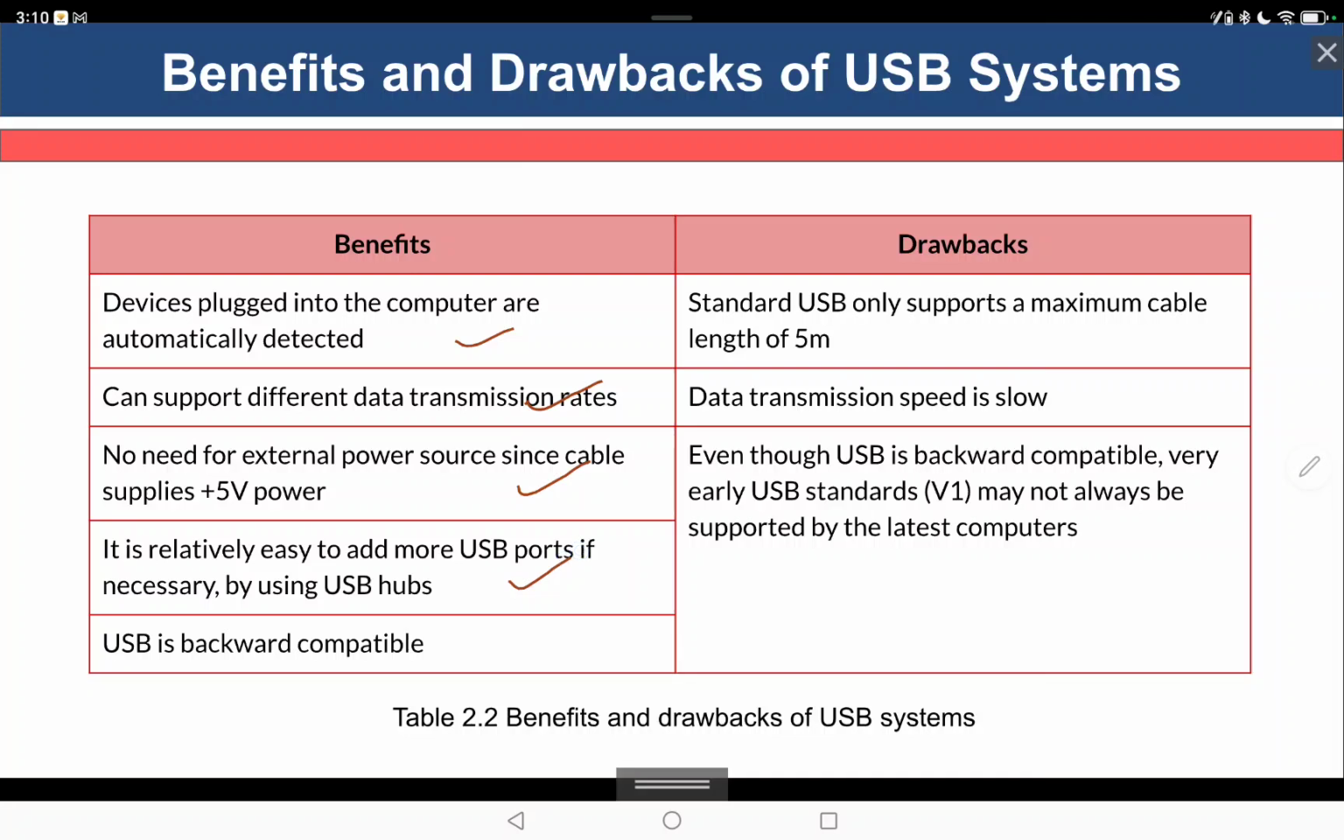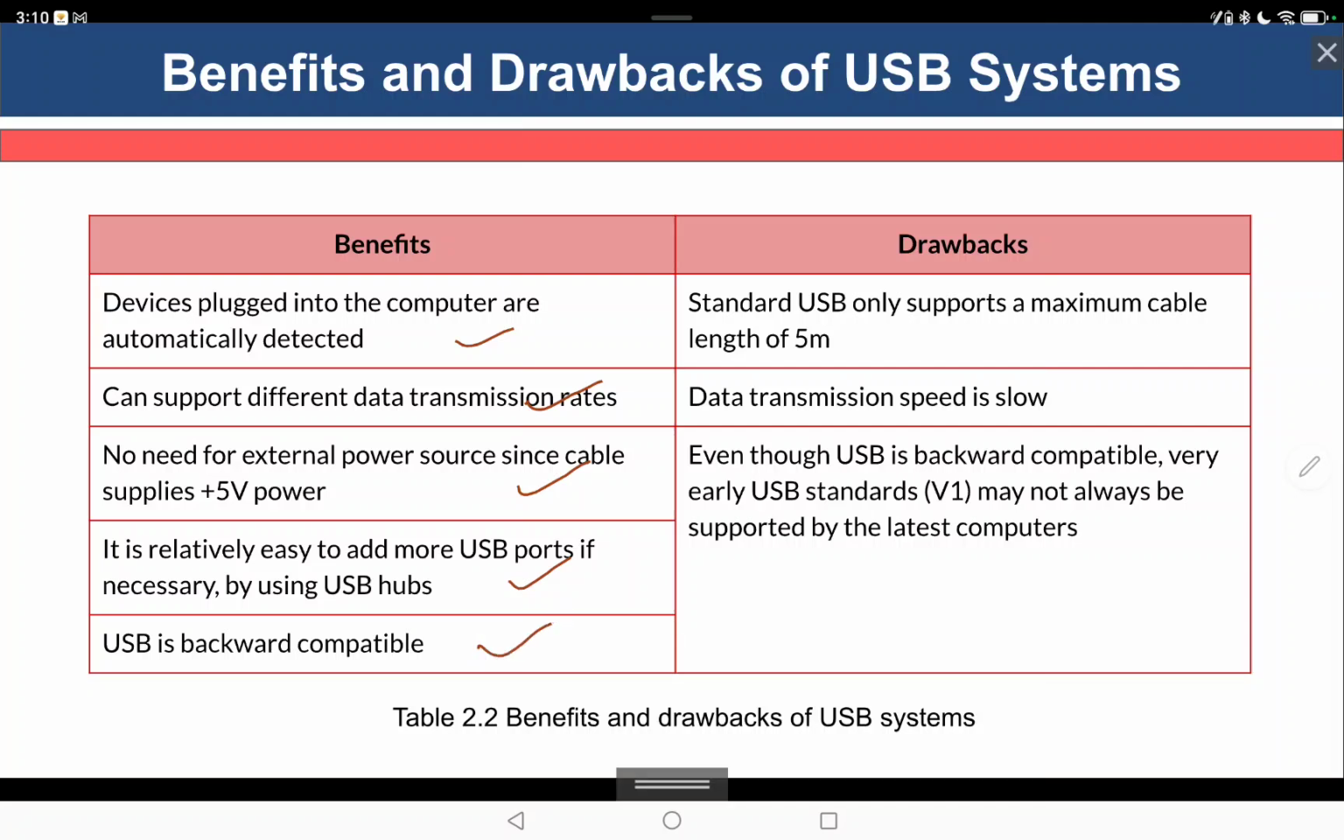Then it is relatively easy to add more USB ports if necessary, by using USB hubs. So if your computer doesn't have enough USB ports, you can plug in a USB hub to expand and connect more devices easily.